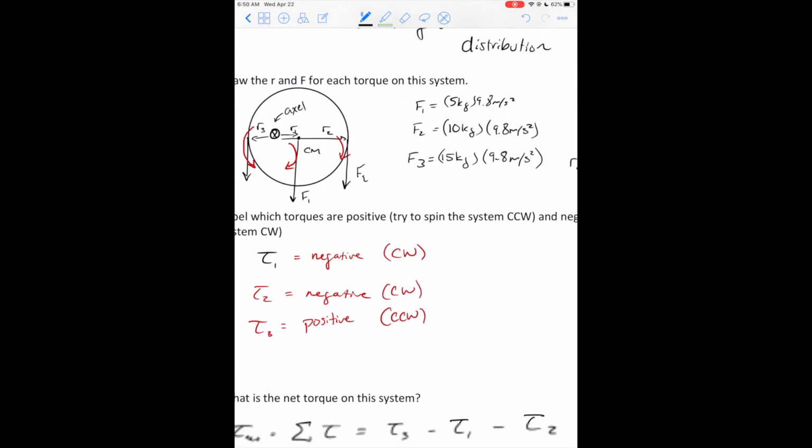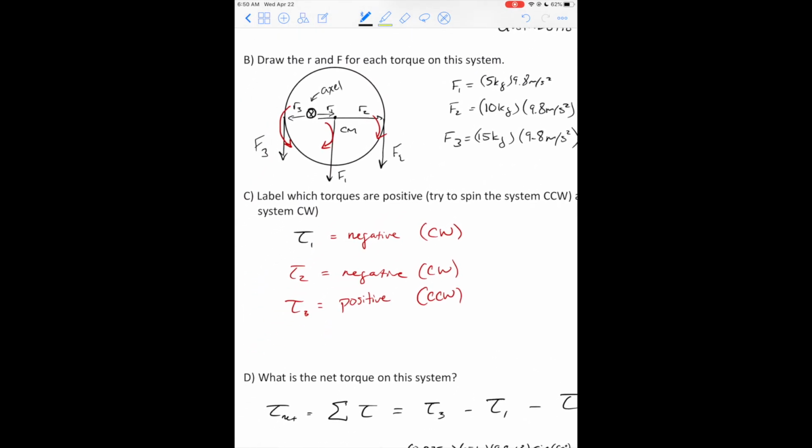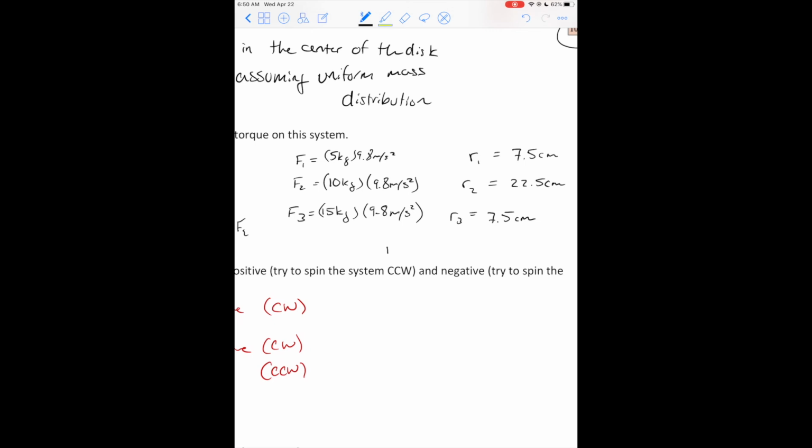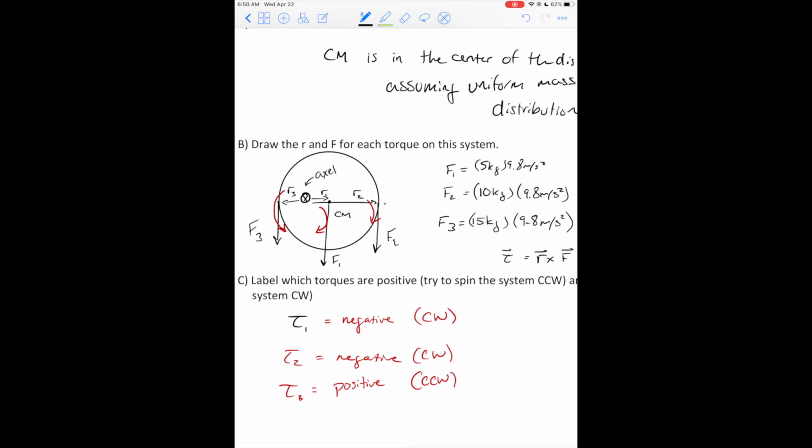It's actually something that we didn't talk about here. All our torques, we're thinking about R cross F, right, for our torque. And we can simplify and say that the magnitude of our torque is equal to R F times sine of the angle between them. Well, the sine of the angle between them, if we extend all these R vectors out, is 90 degrees.